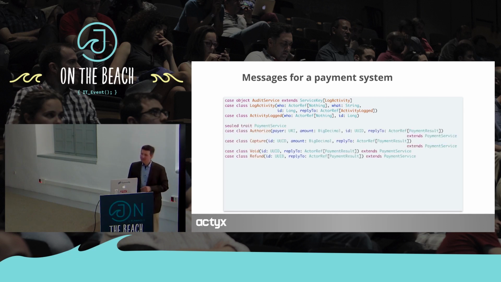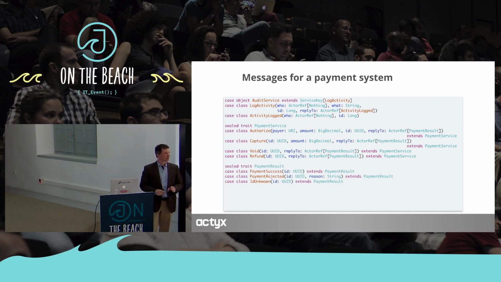Okay, then we have the payment service. This is just a sketch of a generic payment gateway, so to speak. It has 4 operations. You can authorize a certain amount for a certain payer. You can capture an amount that has been authorized previously. You can void a transaction, or you can refund a transaction. So these messages all have a replyTo field of type ActorRef of PaymentResult. In reality, this would be much more complicated, but the payment results we consider here are success, rejected, or ID unknown.